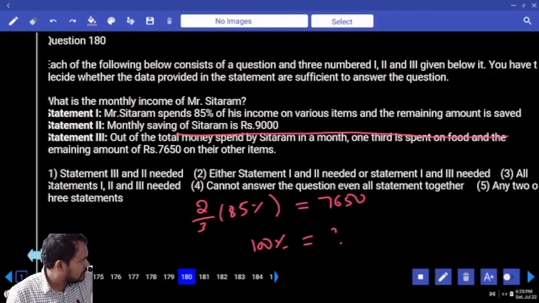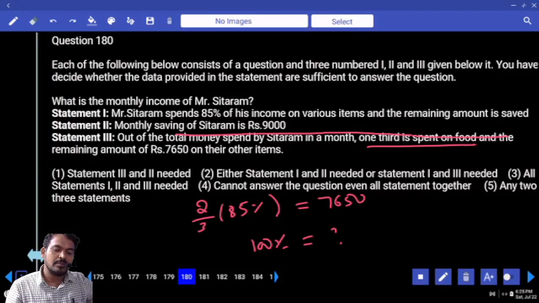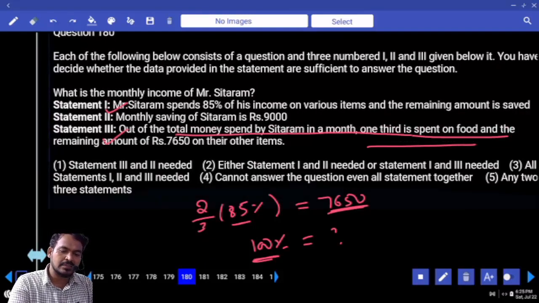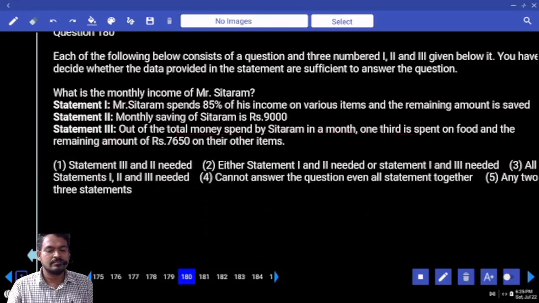First statement: what is the spending percentage? 85. Third statement: out of the spending, 1/3 is spent on which one? Food. What is the remaining? 2/3. 2/3 of which one? 85%. That is equal to how many rupees? 7650. Then we get the 100% value. From 1 and 3 also we get the answer. From 1 and 2 we get an answer. 1 and 3 also is possible. From 2 and 3, second and third are possible.